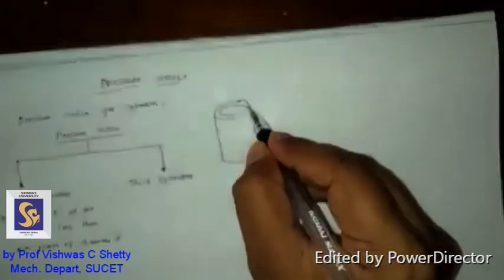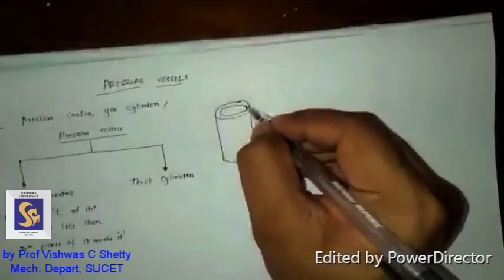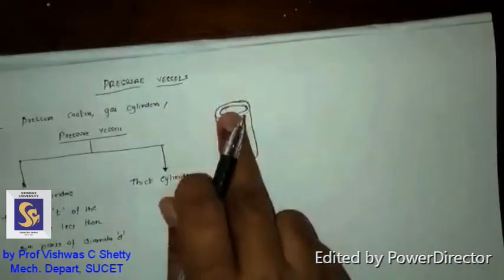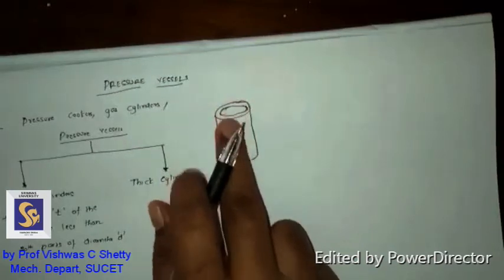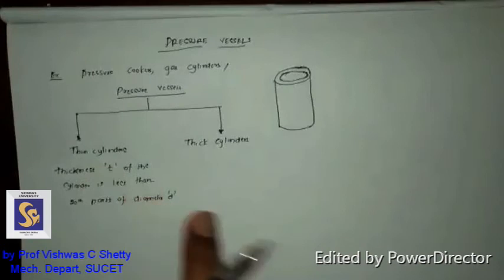Oh, in CAD, you have seen cylindrical objects, right? Basically, it is a hollow cylinder, so there is space inside to fill the pressurized fluid. So thickness is T, diameter is D.